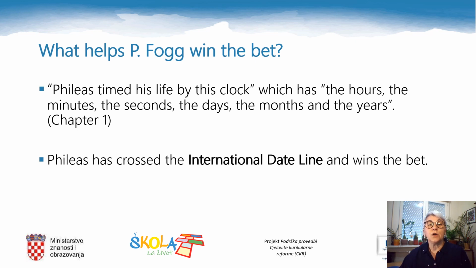Why? Because he didn't think about the international date line. Do you know how the international date line, or crossing it, helped Mr. Fogg win the bet? Do you know what that is? What is the international date line?